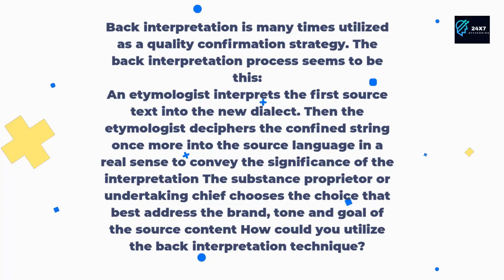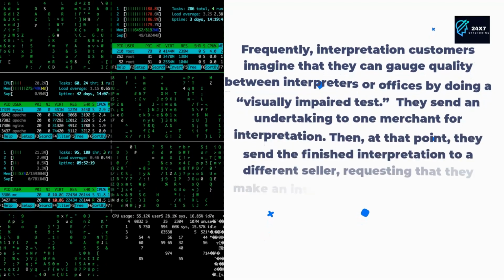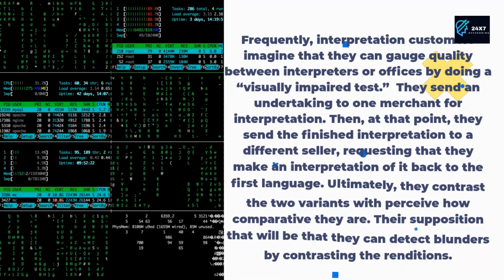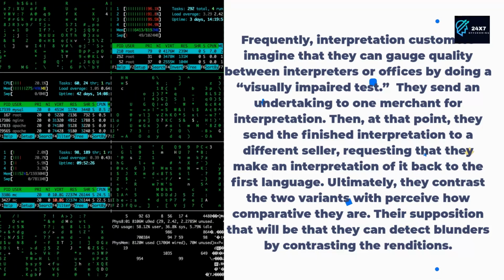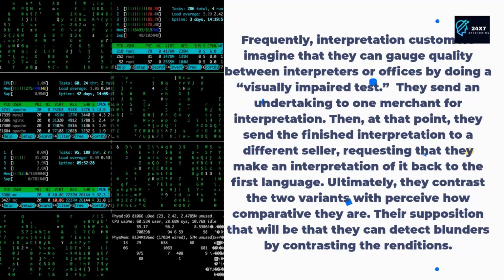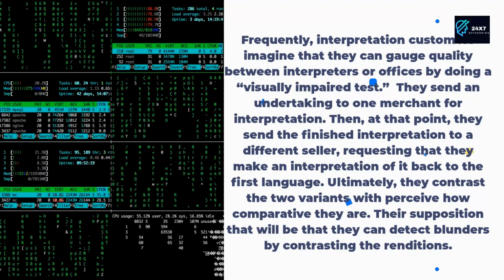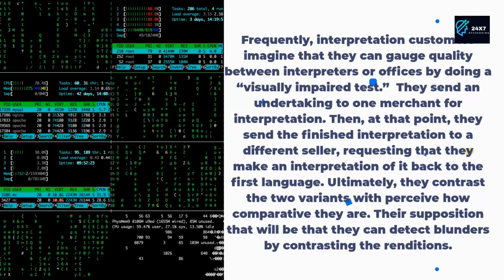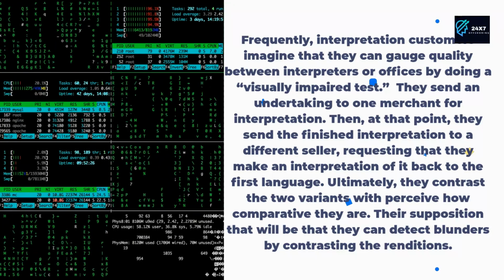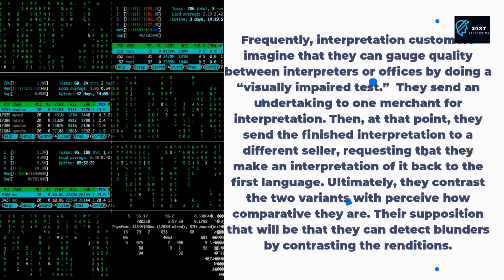How could you use the back interpretation technique? Frequently, translation customers imagine that they can gauge quality between translators or agencies by doing a blind test. They send a task to one vendor for translation. Then they send the finished translation to a different vendor, asking them to translate it back to the original language. Finally, they compare the two versions to see how similar they are. Their assumption is that they can detect errors by comparing the versions.